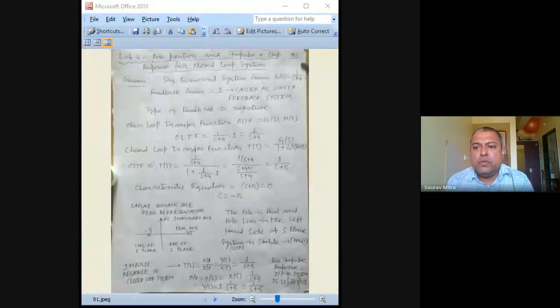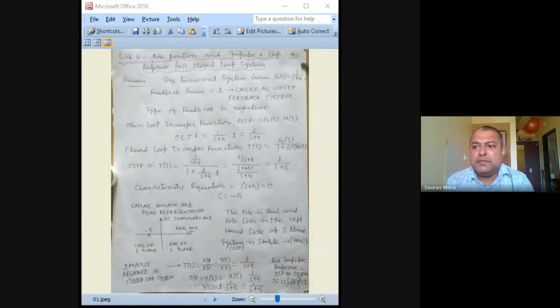So after finding the block diagrams or after finding the transfer function, then what? Finding the transfer function is not the main thing, but without the transfer function we also cannot do anything. So how to use the transfer function? That is the question now.